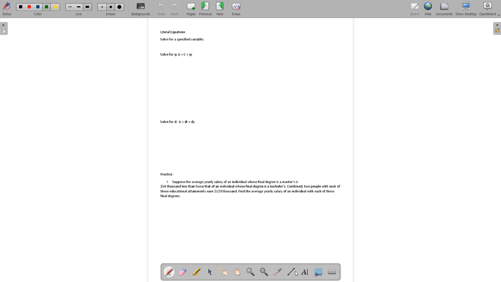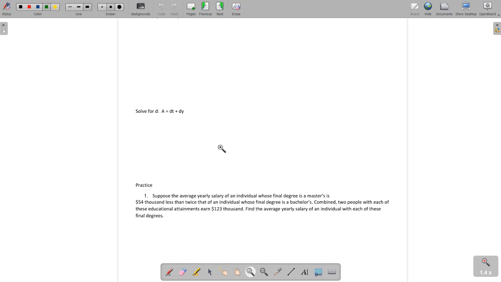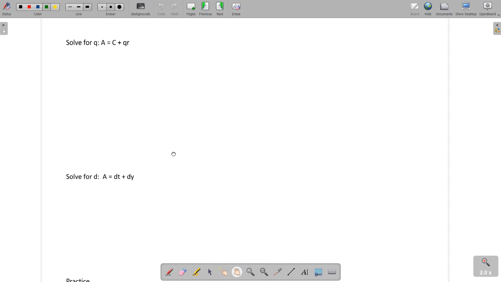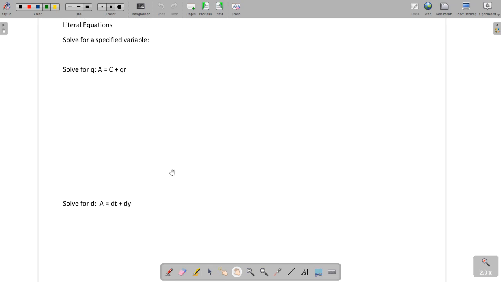Okay, so let's look at literal equations. This is where we're solving for a specific variable. All you're doing when you're solving for a specific variable is rearranging the equation so that a specific variable is by itself. So you're not actually solving anything, and I think that's where people sometimes get confused. You're just rearranging an equation.